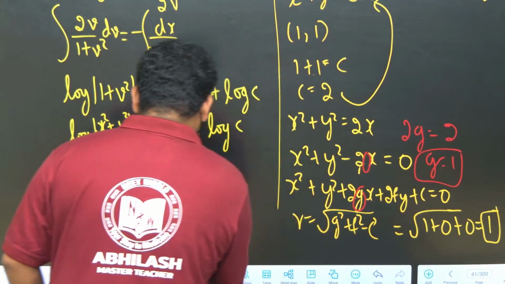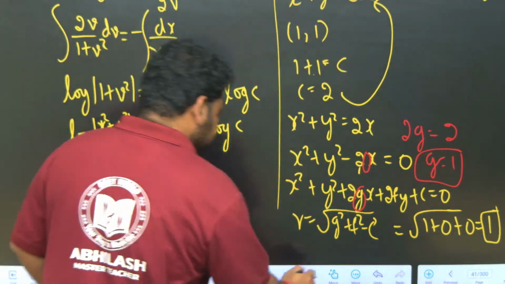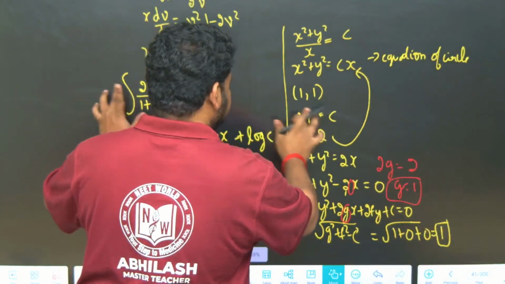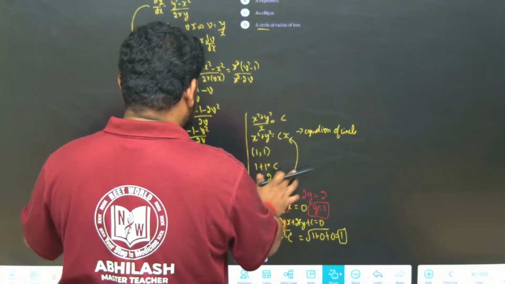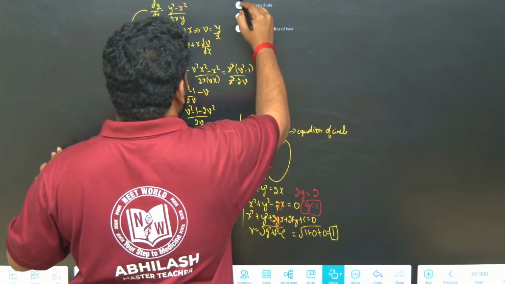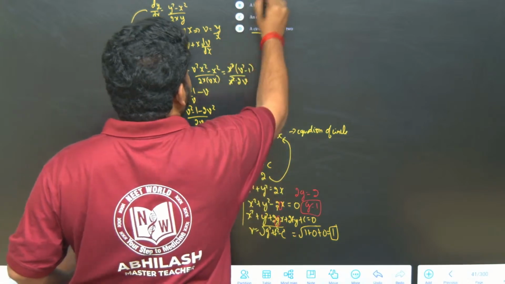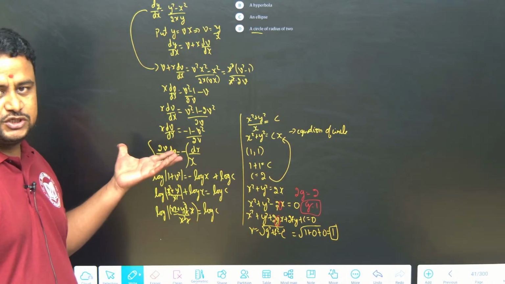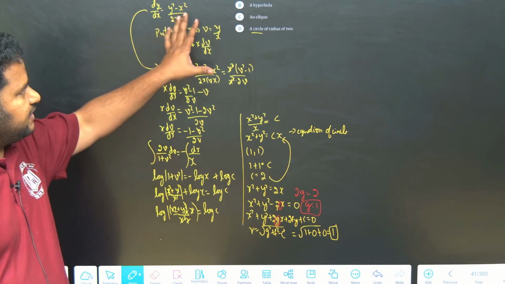So the answer to this question is option A, that is nothing but a circle of radius 1. Let me minimize it so that you can see the complete solution. You can take a screenshot if you want the solution for this. So this is the way you have to solve this.